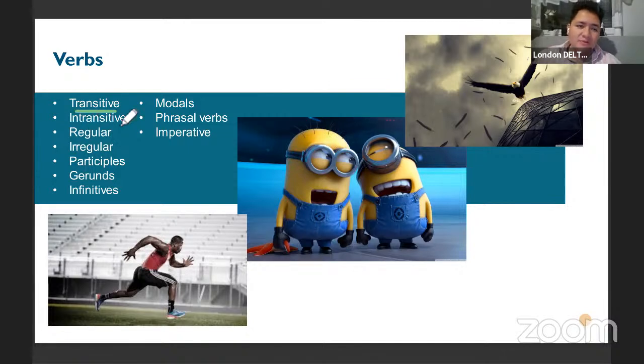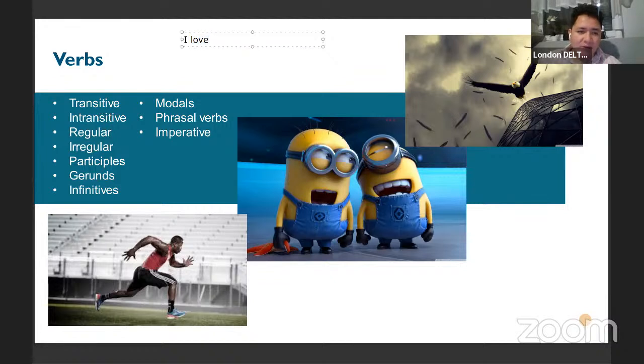Okay, so a transitive verb is, for example, the verb love. When you say I love, you cannot say only I love. You need to say more. You need to love someone, you need to love something. If you say I love, it's not correct. I love what, right? So that's why we say the verb love is a transitive verb.